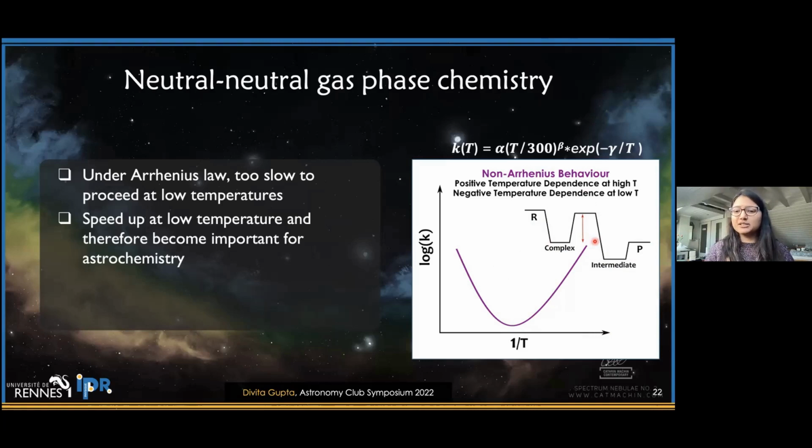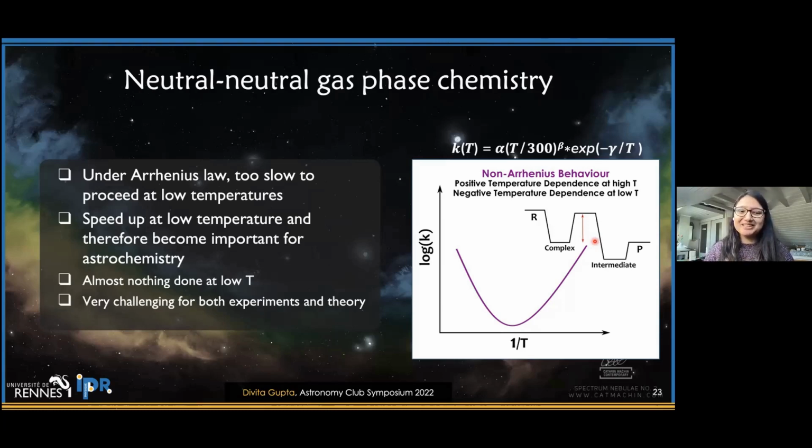And these measurements only came in the late 1900s, the 1990s, basically. However, why was this so late? This was late because this is very challenging both for experiments and theory. For experiments, you need to go to really low temperatures, as low as 15, 20 Kelvin or 5 Kelvin. And even for theory, a lot of the chemical quantum approximations that theoreticians sometimes like to use will no longer hold true. A lot of processes like tunneling will also come into the picture, okay?